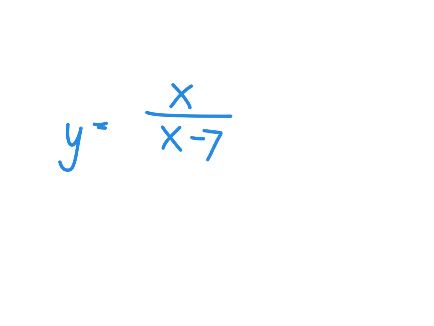Y equals x over x minus 7. Can you tell me the vertical asymptote? Can you tell me the horizontal? That is the 1000 idea, because you go way to the right and you see if it ever levels off somewhere.